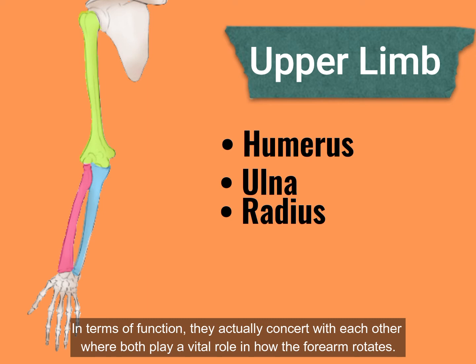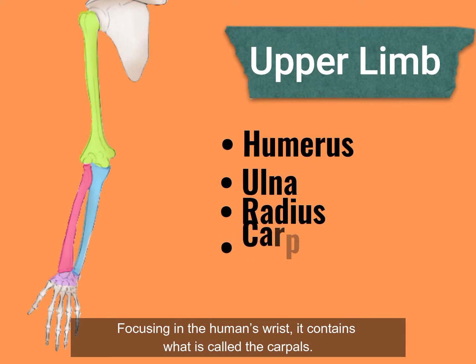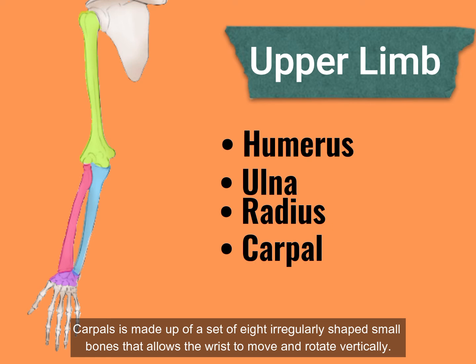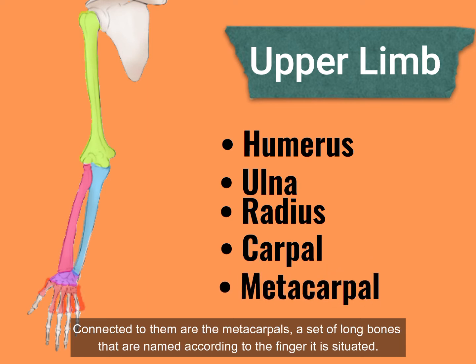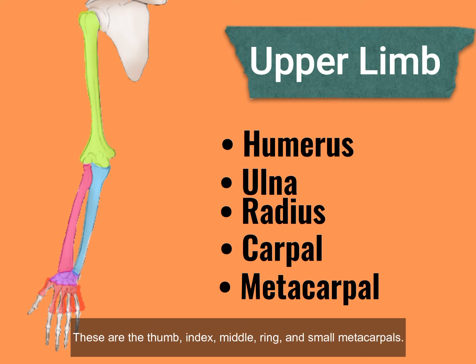forearm rotates. Focusing on the human wrist, it contains what are called the carpals. Carpals are made up of a set of 8 irregularly shaped small bones that allow the wrist to move and rotate vertically. Connected to them are the metacarpals, a set of long bones that are named according to the finger where they are situated. These are the thumb, index, middle, ring, and small metacarpals.